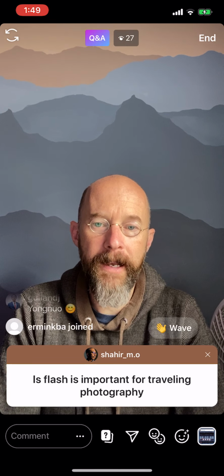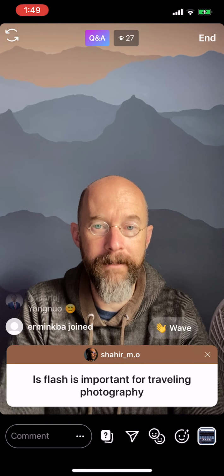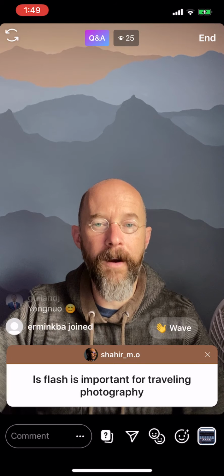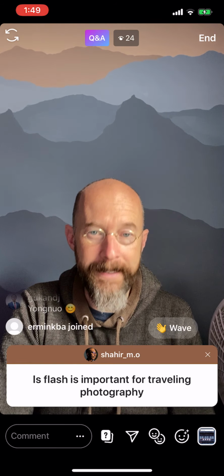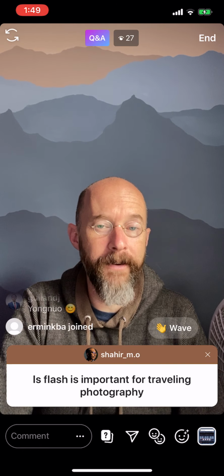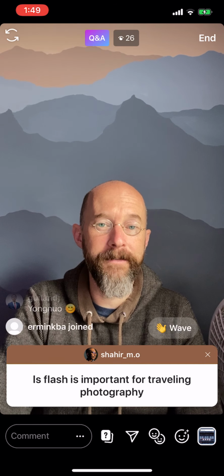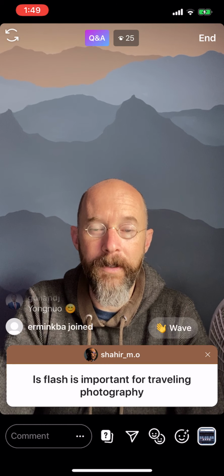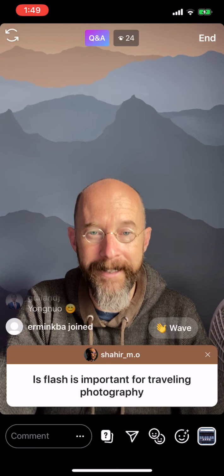Shahir asks, is flash important for traveling photography? No, it's a waste of time. I never use it for traveling. And now there are street photographers who have carved out a real niche by using flash in their street photography, but it's very rare. And those who can do it, it's pretty impressive because it has a distinct look to it. But you know, 99% of the time you're not going to bother with flash. Don't even bother bringing it.